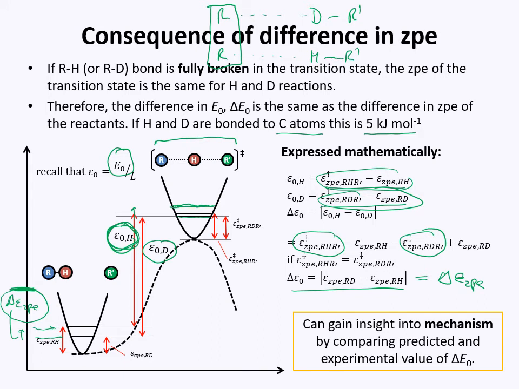Okay, so the key point here is that we can get some insight into the mechanism, because obviously if we measure the two rates and we find that the activation energies differ by roughly 5 kilojoules per mole, for the scenario where H and D are connected to a carbon atom, then in that case we know that the bond is pretty much fully broken in that transition state. So the CH bond or the CD bond is fully broken in the transition state. Of course, if it's closer to 0 kilojoules per mole, then we know it isn't.